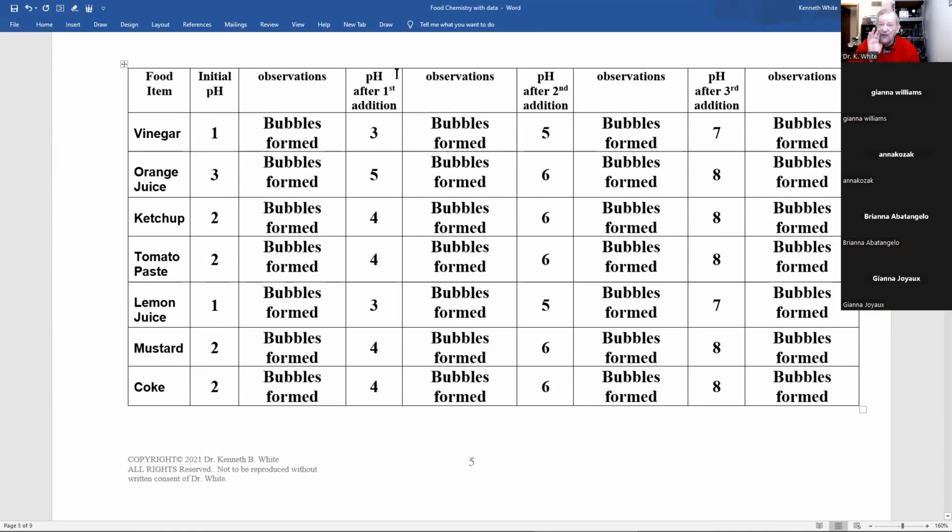Here's the initial pH. Here's observation. Remember, sodium bicarbonate, you saw that with the airbag lab, gives off carbon dioxide, and that's why you see the bubbles. And notice after each one, there's a change in the pH from where you started. And this is based on data when I've seen students do the lab.